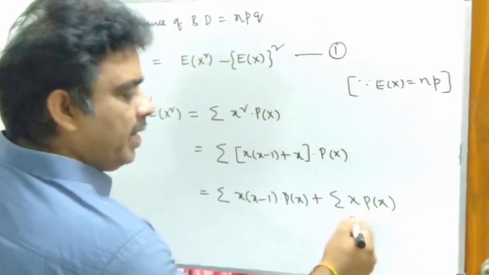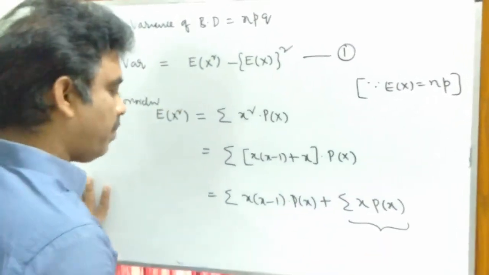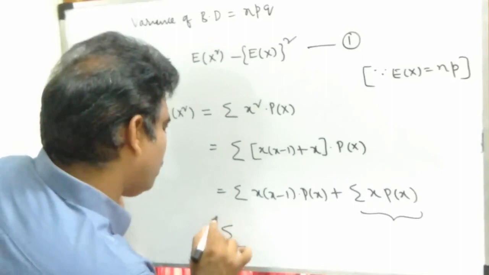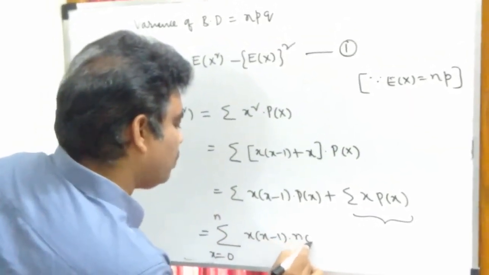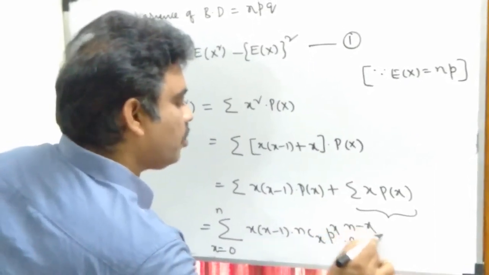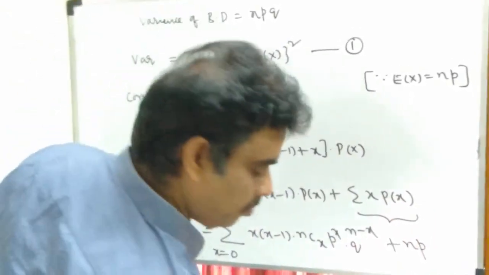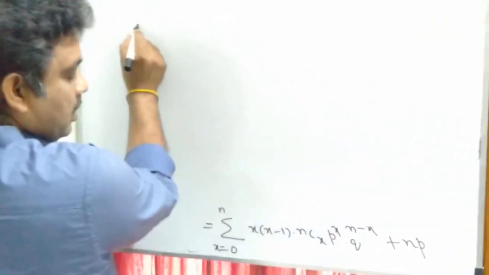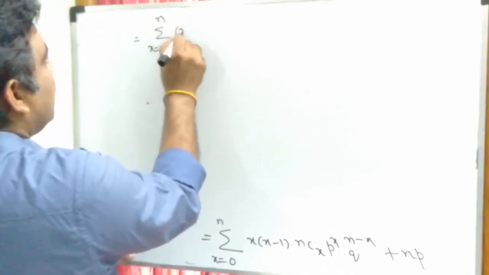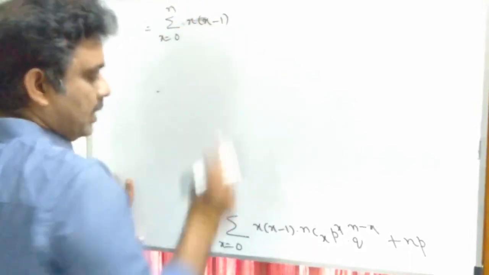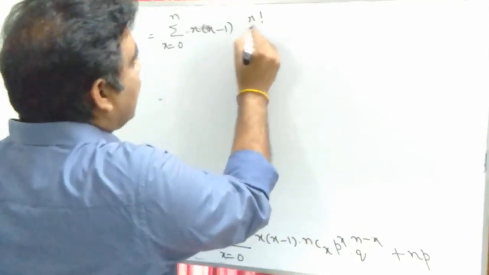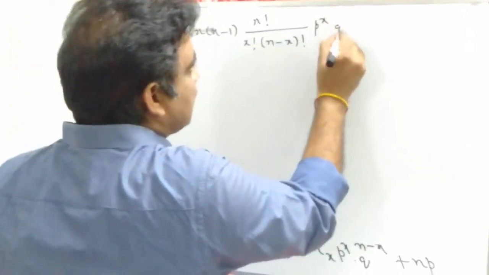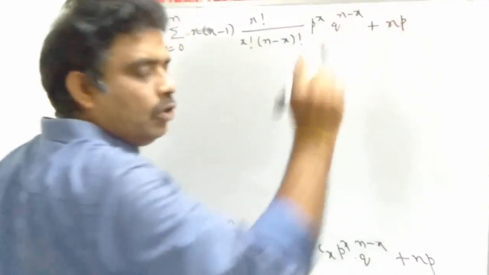And here the second term will be np. Again it is the mean of the distribution, that is equal to np. Only the first term needs to be evaluated. So that is sigma x equal to 0 to n, x into x minus 1 into nCx into p power x into q power n minus x, plus np. Now on expanding this one, sigma x equal to 0 to n, x into x minus 1. What is the expansion of nCx? n factorial by x factorial into n minus x factorial, p power x as it is, q power n minus x, plus np.